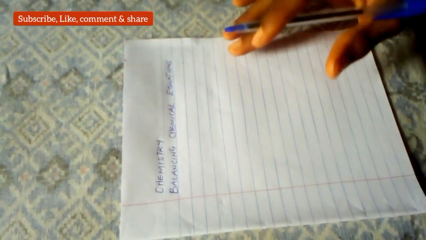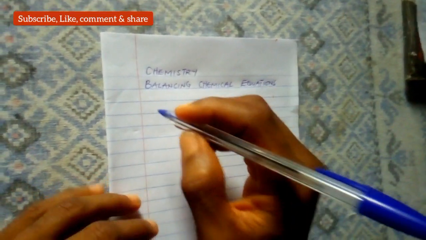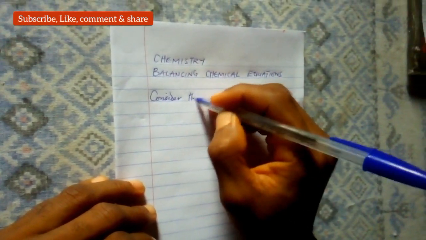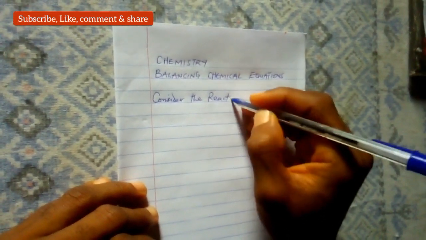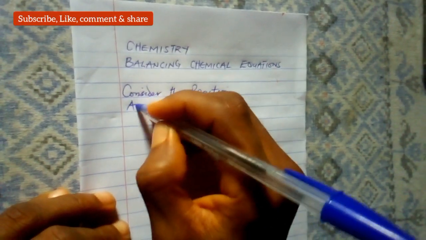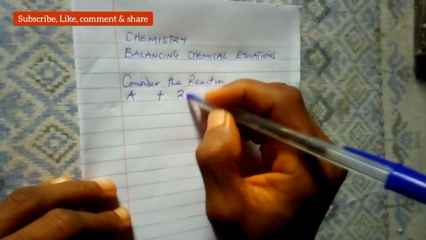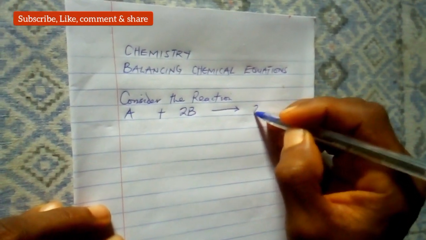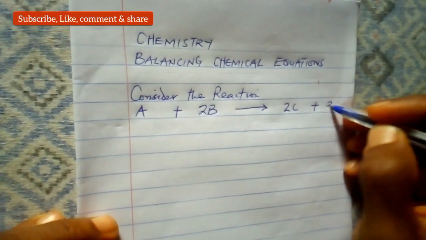Now, as an introduction, we have what we call chemical reactions. Chemical reactions are simply put on paper in the form of chemical equations. As an example, let us consider the reaction A plus 2B giving us 2C plus 3D.